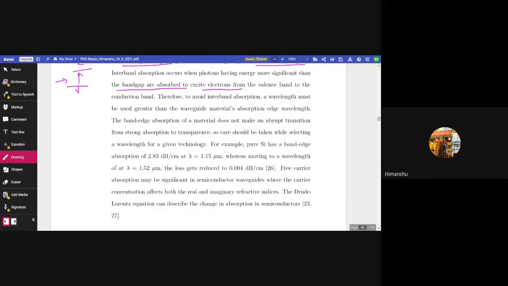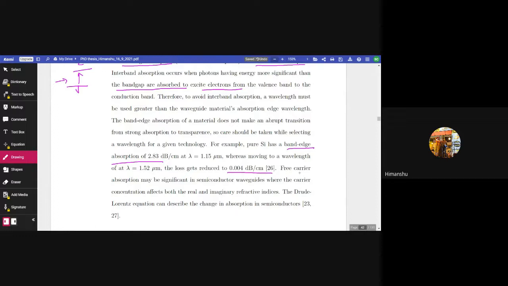For example, pure silicon has a band-edge absorption of 2.83 dB per centimeter at a wavelength of 1.15 micrometer, whereas moving to a wavelength of lambda equals 1.52 micrometer, the loss is reduced to 0.004 dB per centimeter.